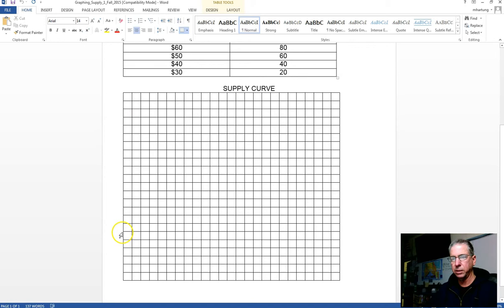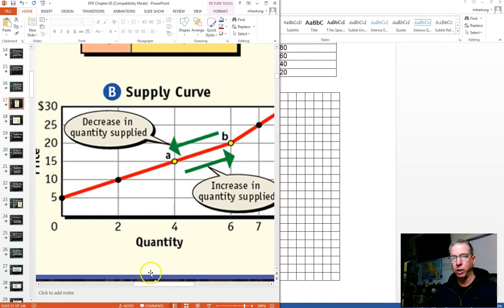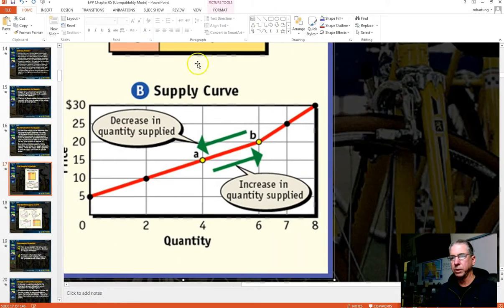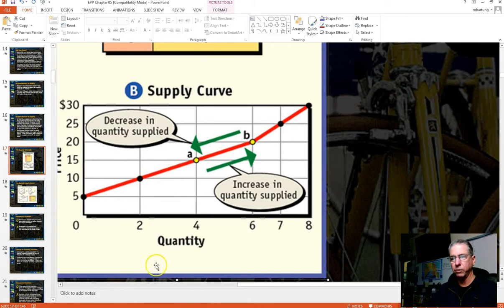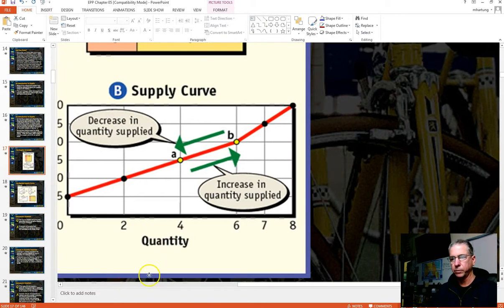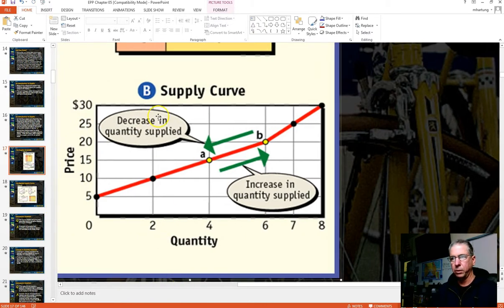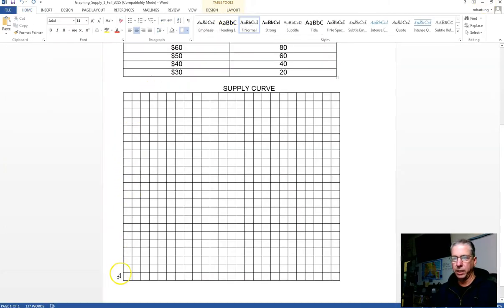So price is right here. Now, when in doubt, what should you do? Well, there's always the book. Yep, you can always look at the book, or, of course, once again, review our handy presentation here. But there you go. Price on the Y, quantity supplied on the X. And, once again, use as much of this real estate space as possible. You don't want to make a little tiny curve.